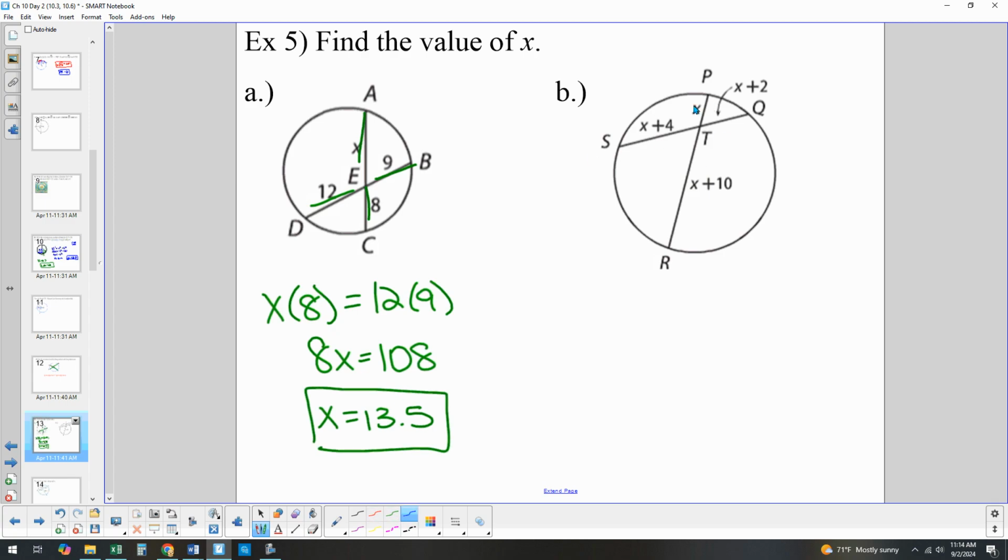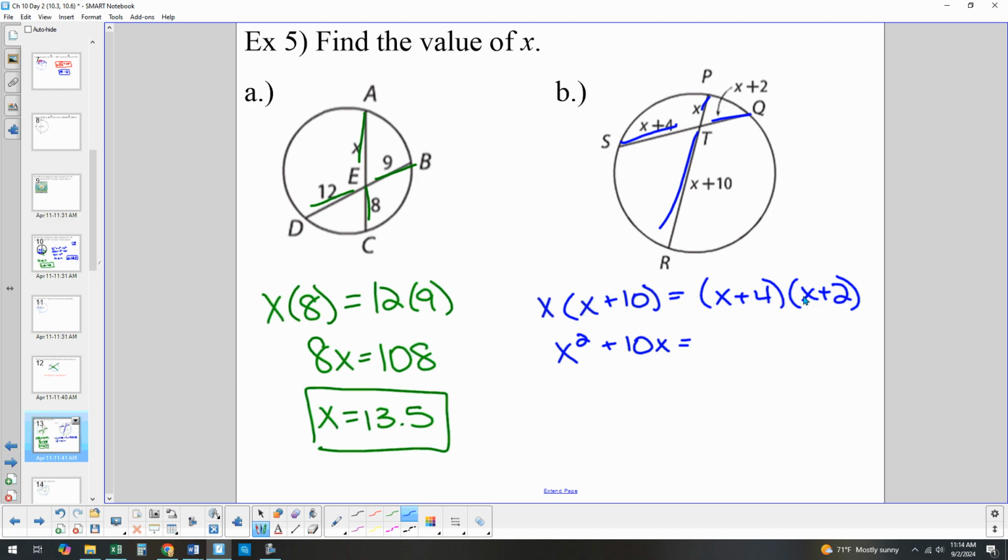For the other one, we have x and x plus 10. I'm going to put x plus 10 inside parentheses so I remember to distribute. And the other one is x plus 4 and x plus 2. I'm going to put both of those in parentheses so I remember to distribute. So on this side, we're going to have x squared plus 10x. On this side, x times x, x times 2, 4 times x, and 4 times 2.